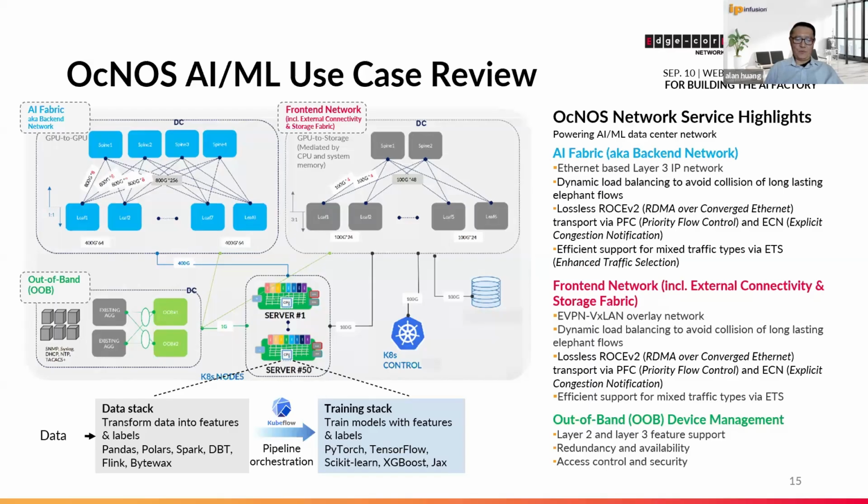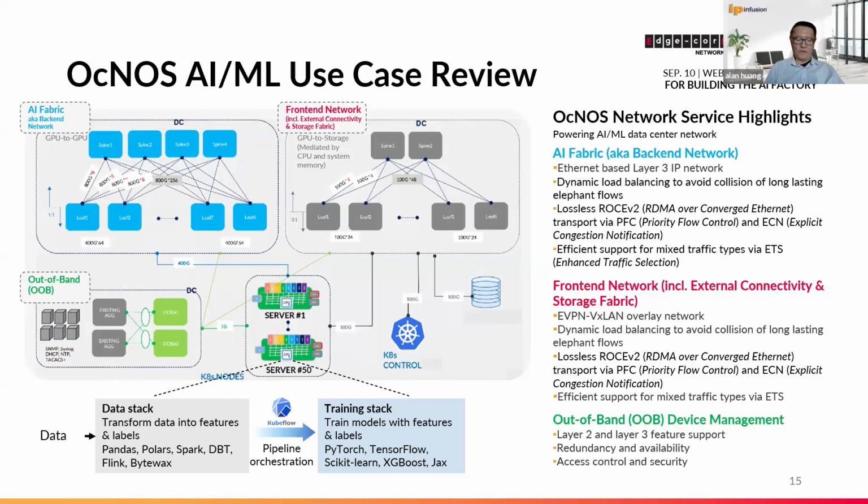In the solution we have been working on with customers, there is an AI fabric dedicated to interconnecting GPUs that is primarily Tomahawk 5 based, while the front-end network plus storage fabric, as a single network, handles CPU to storage networking as well as connectivity and traffic to the external network. There's also a management switch in the portfolio for out-of-band device management.